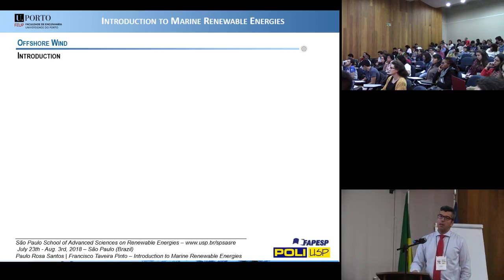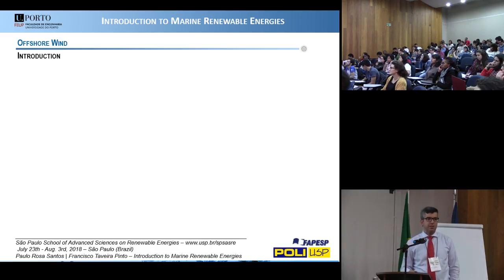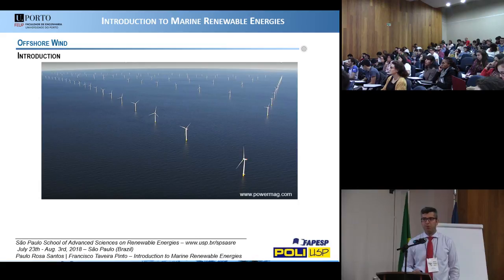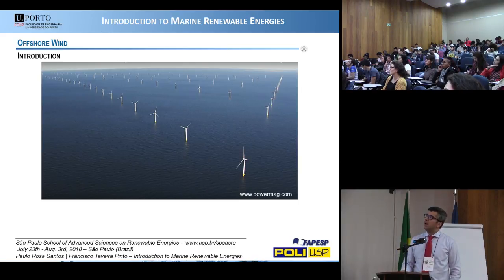As I mentioned initially, we can also harness wind at sea. If you have a flight that crosses the North Sea, and if there are no clouds in the sky, and you look below, you can see some offshore parks already installed in the North Sea with several hundreds of wind turbines, like in this case here.